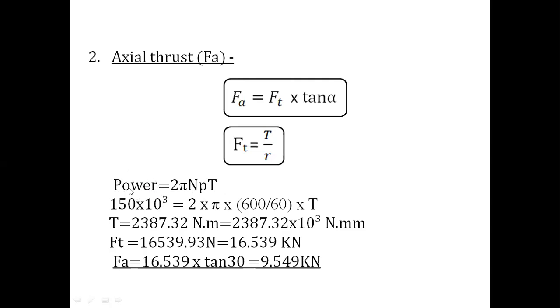So power is given 150 kilowatt, so I'm converting that in watt, multiplied by 10 raised to 3. 150 into 10 raised to 3, that will come in watt, is equal to 2 pi N, where N is given 600. As this is 600 rpm, I will convert that in rps, so divide by 60.